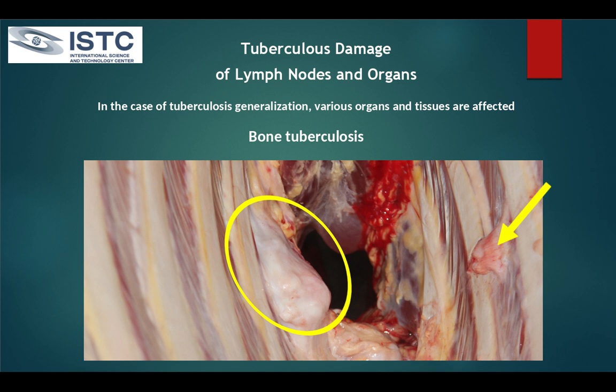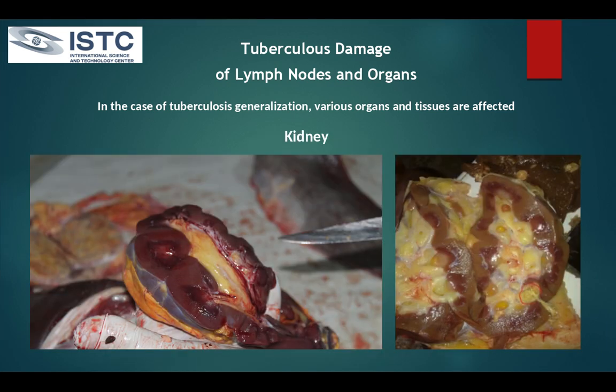Recent research has confirmed the involvement of Mycobacterium microti in bone tuberculosis development. Generally, Mycobacterium microti is considered a tuberculosis pathogen in rodents, but modern studies have shown a strong pathogenicity of these bacteria in humans as well. The next slide depicts tuberculomas in the kidneys, with caseous necrosis clearly visible on the cross-section.